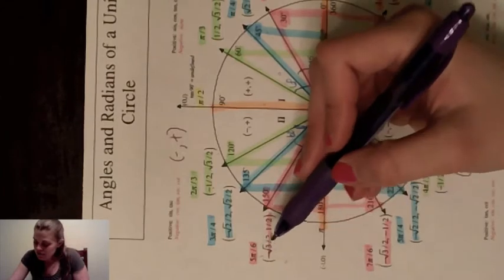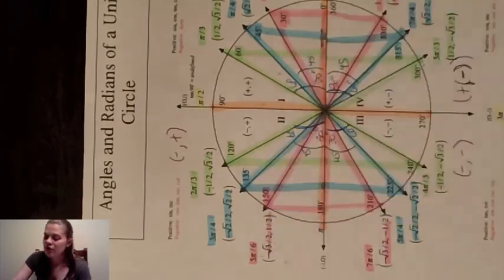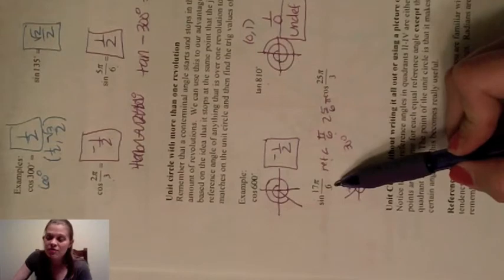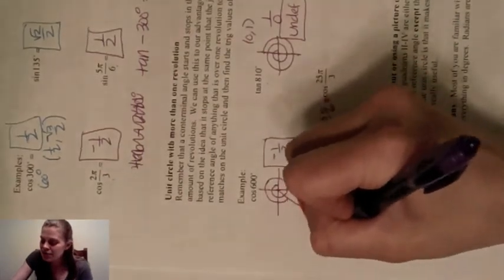So 17 pi/6 is the same thing as 5 pi/6. The other way I look at this is that 17 pi/6 is just 1 off of 3 pi, because if I had 18 pi/6, this would reduce to 3 pi, right? So I'm 1 shy of 3 pi.